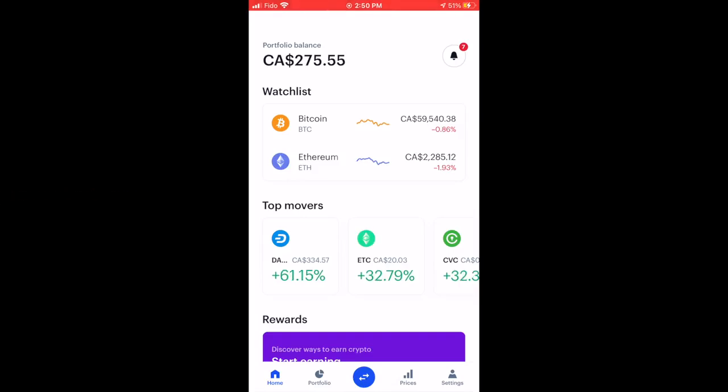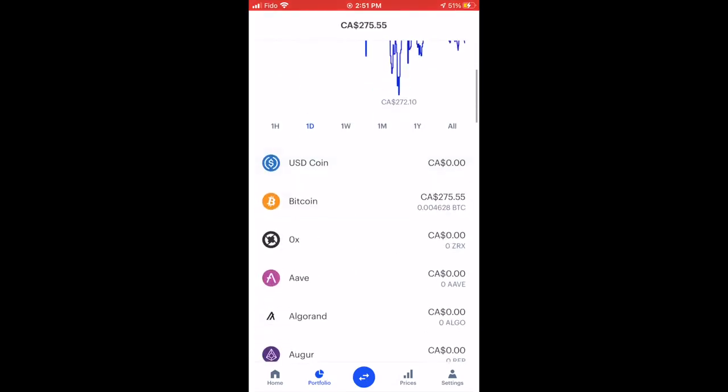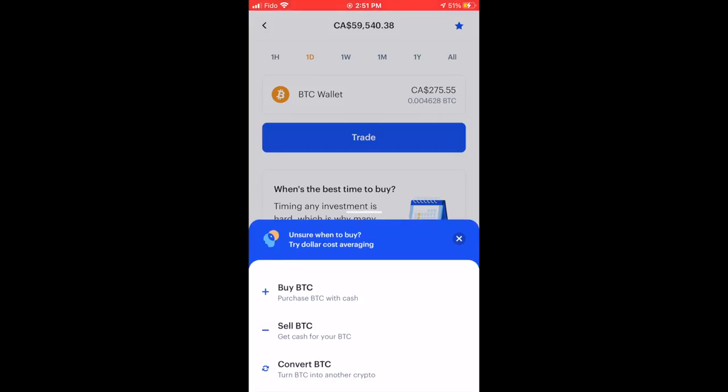Now, one thing I want to show you really quickly is, let's say you actually want to sell your coins. I'm going to show you how to do that. So go to portfolio and then click on the coin that you want to sell. So I'm going to click on Bitcoin. Now I'm going to click on trade. And as you can see, it gives me the option to sell Bitcoin. So I'm going to click on sell.